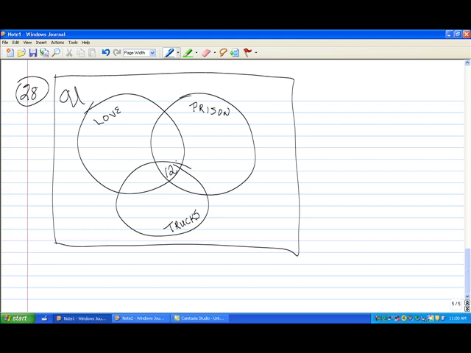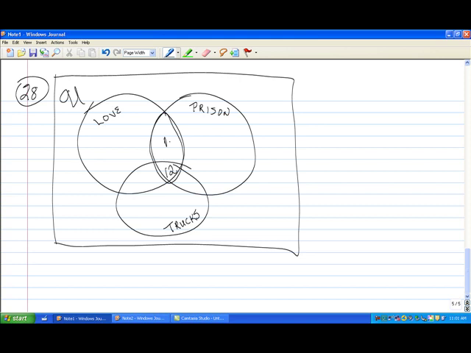13 about a prisoner in love. So prisoner in love would be this region right here. So we have 12, we have to add 1 to make 13. 28 about a person in love. I don't have enough information on that one, so I'm just going to skip over it for now.